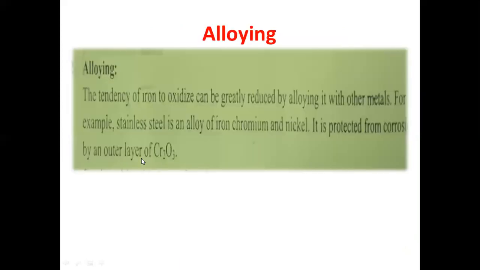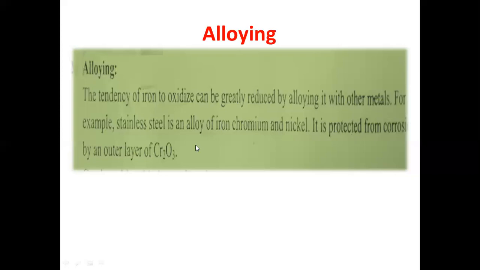The next method is alloying. The tendency of iron to oxidize can be greatly reduced by alloying it with other metals. Alloying, you know, means mixing two or more metals together so that their stability will increase. For example, stainless steel is an alloy of iron, chromium, and nickel. These three metals are mixed together to form an alloy called stainless steel, and it is a very important alloy, which is used in making pots and utensils.